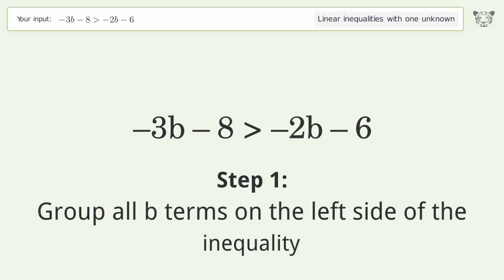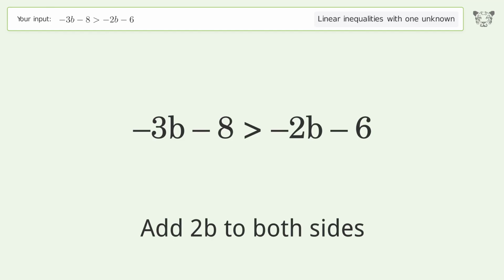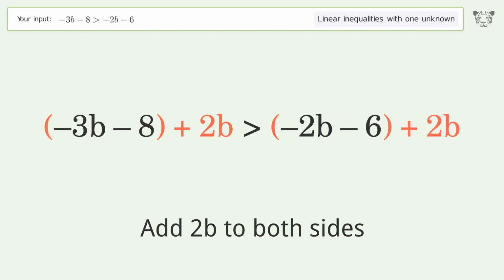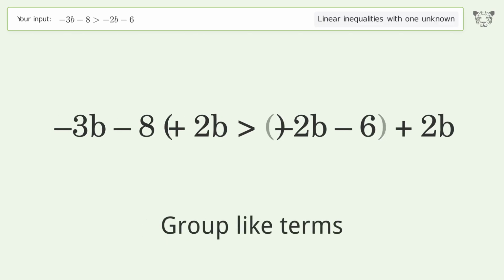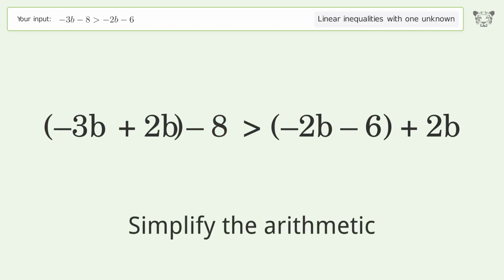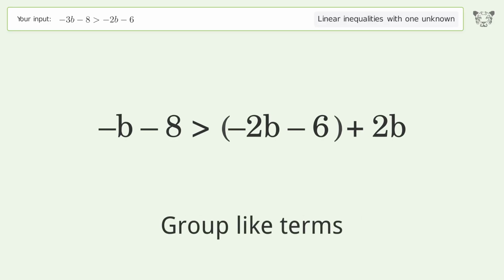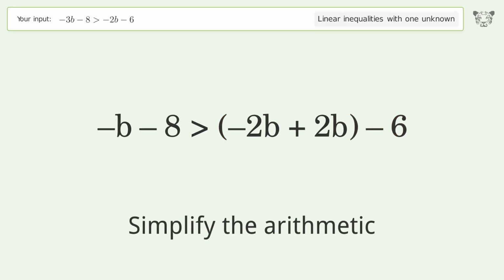Group all b terms on the left side of the inequality. Add 2b to both sides. Group like terms. Simplify the arithmetic. Group like terms. Simplify the arithmetic.